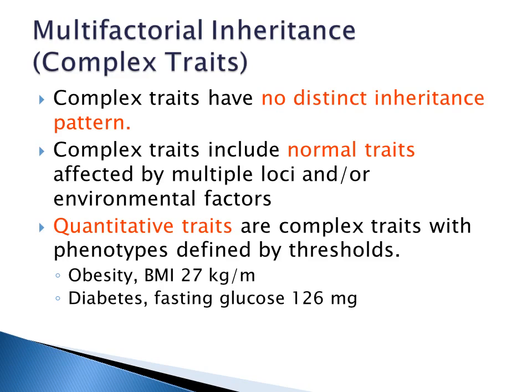That brings us to multifactorial inheritance and complex traits. Complex traits have no distinct inheritance pattern, and these include normal traits affected by multiple loci and/or environmental factors. Quantitative traits are complex traits with phenotypes defined by threshold. For example, in obesity, you have to have a BMI over 27 to be considered obese, or diabetes having a fasting glucose of over 126 milligrams. So your complex traits have thresholds. You can do the same tests on them, but only if you get over a certain level would you be thought to have that trait.